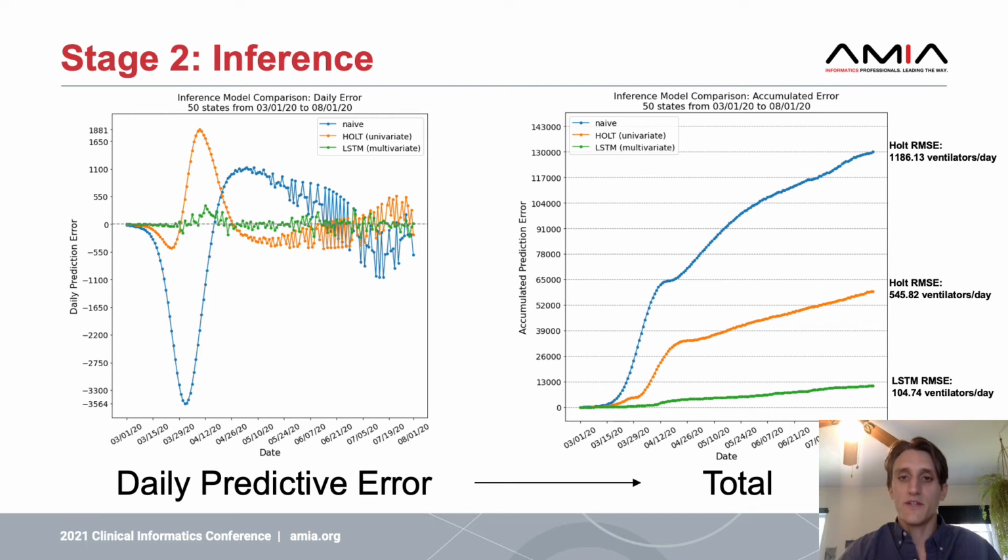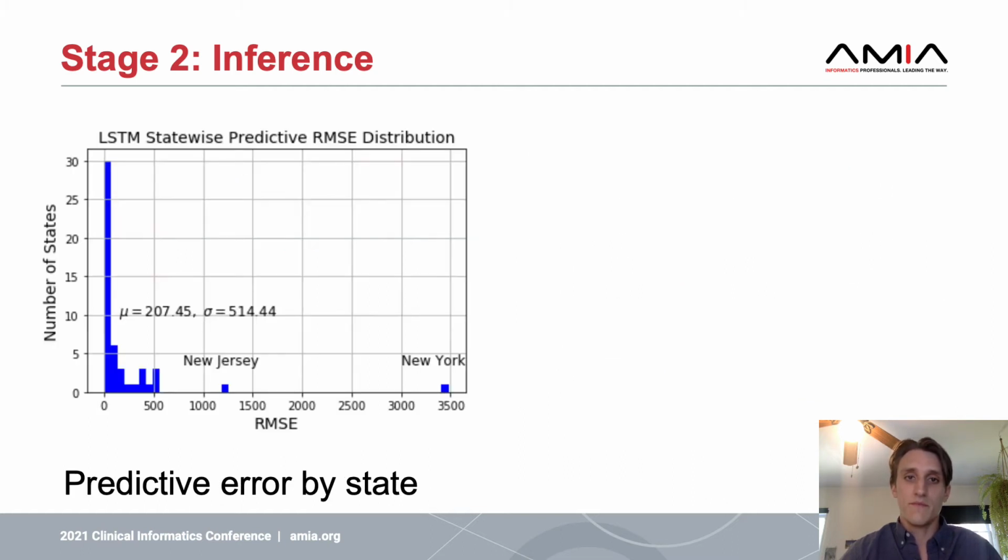Over the entire simulation period, the LSTM demonstrated nearly 12x and 5x RMSE improvements over the naive and Holt models, respectively. Next, we compared the predictive accuracy of the LSTM across every state and found that New York and New Jersey were outliers in an otherwise relatively well-grouped distribution.